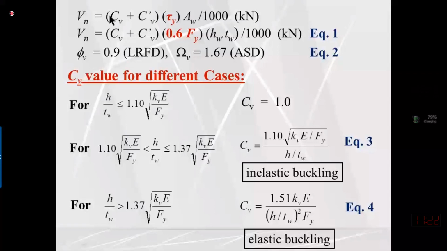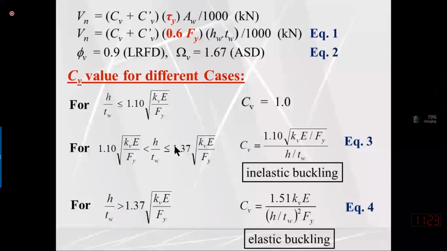So how can we compute the Cv value? The Cv value is based upon three conditions. Just like I told you, our web, our plate girder, may be compact depending upon flange compactness, depending upon lateral torsional buckling, and similarly based upon web local buckling.